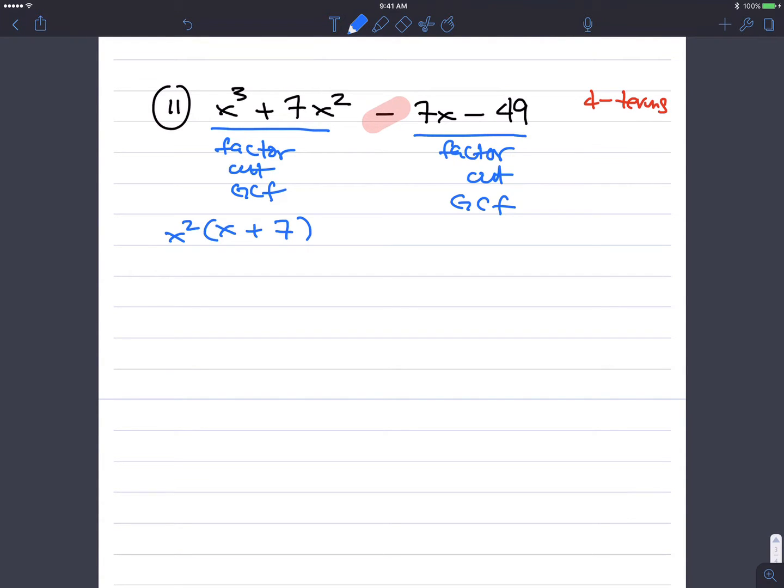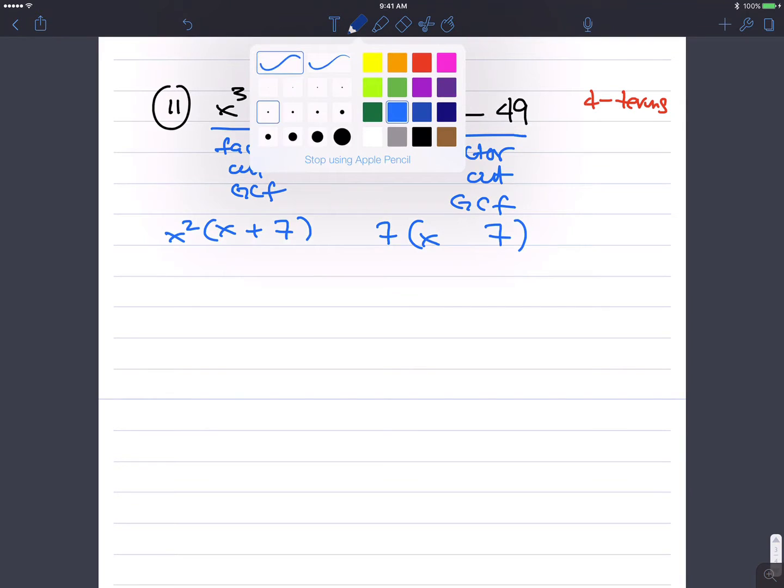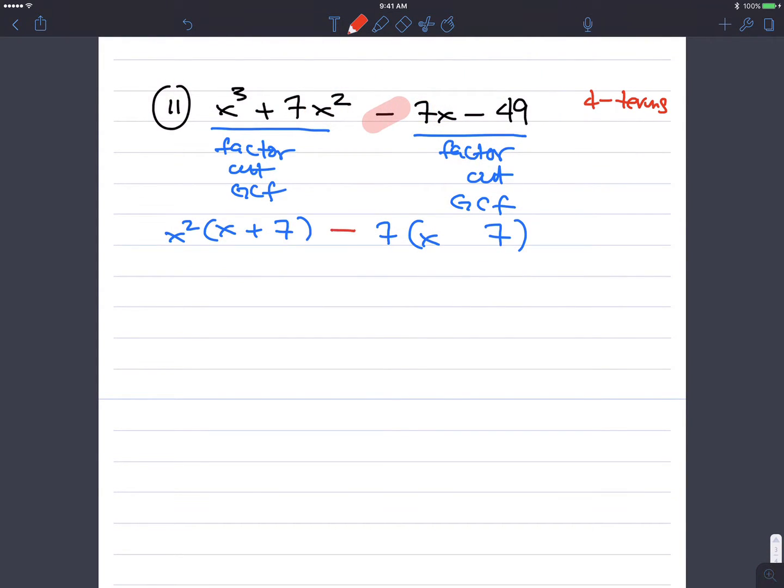All right, now the last 2. 7x and 49. What's your greatest common factor? You can say 7, and then my quotient's going to be x and 7. Right? 7x divided by 7 is x. 49 divided by 7 is 7. I know my sign here has to be subtraction. Is that true? What sign comes over here now? Is that positive or is that negative? That's a positive. Is that true?